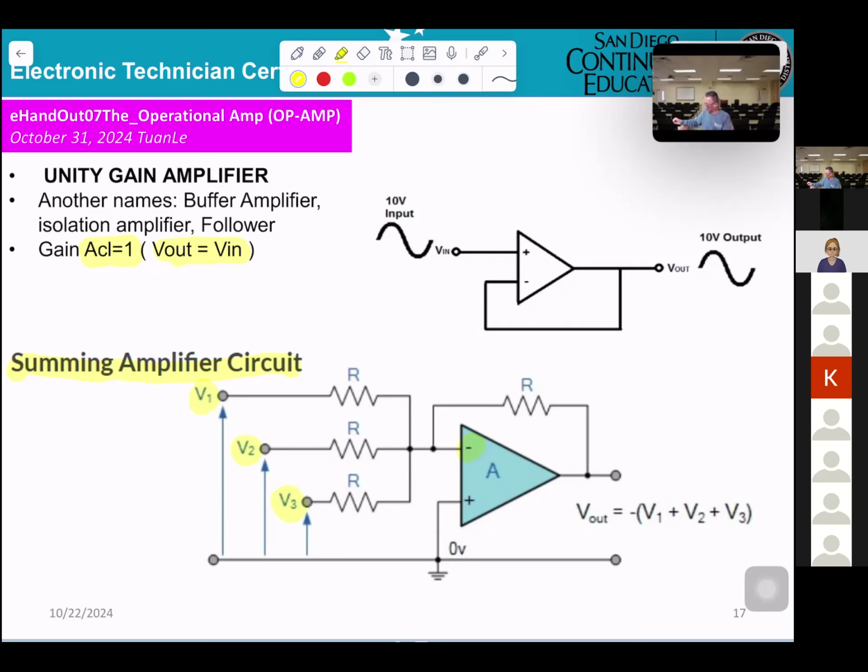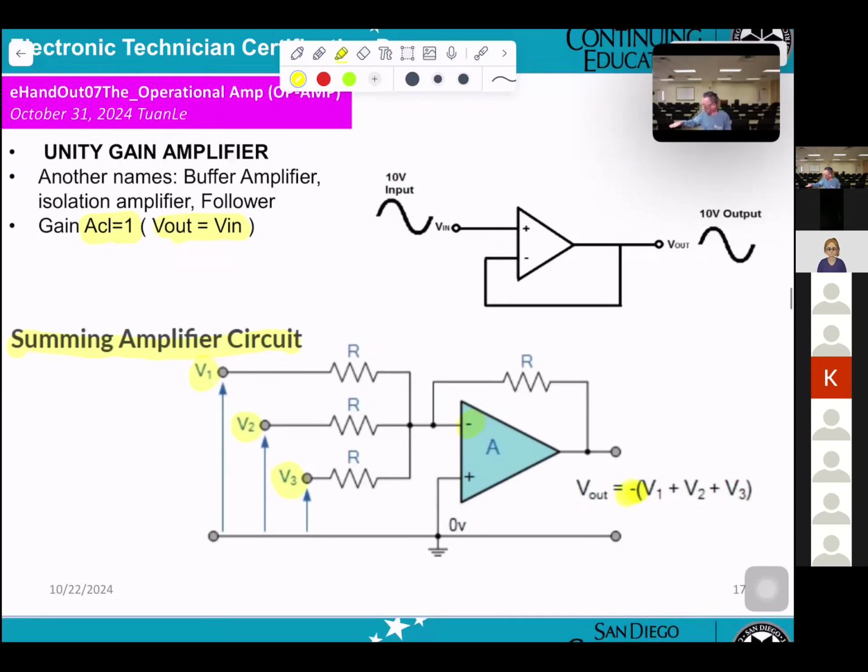So the output will be, okay, first thing you see the negative here, inverted. V1 adding to V2 and adding to V3. If you get more, you can keep adding. That is basically the formula to calculate for the summing amplifier. When you're looking into the circuitry, you know that is a summing amplifier. And how can we calculate the V out?